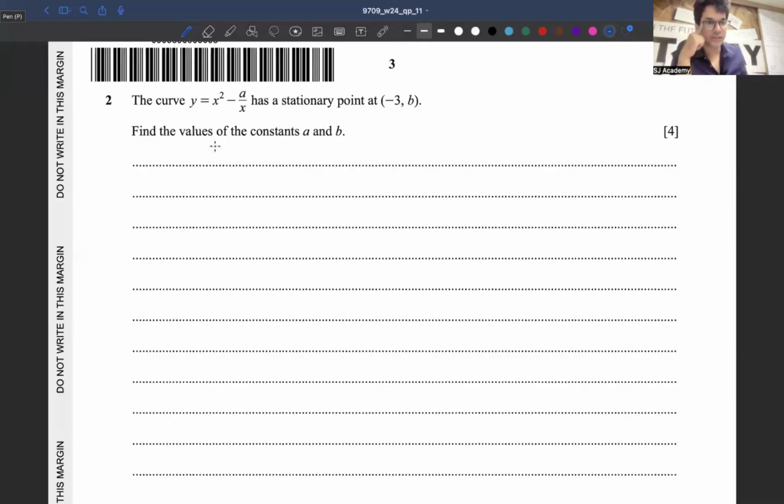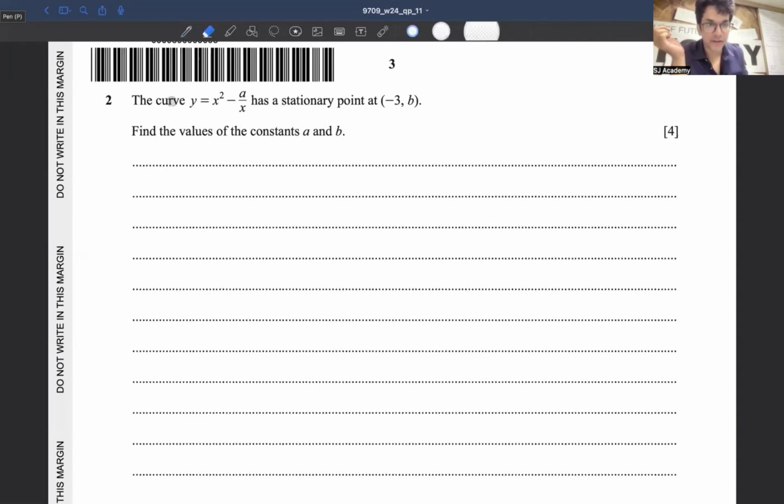In question 2, it says that the curve y equals x squared minus a upon x has a stationary point at (-3, b). We have to find the value of the constants a and b. Now, stationary point means dy/dx is equal to 0. So in the first step, we'll first find dy/dx.